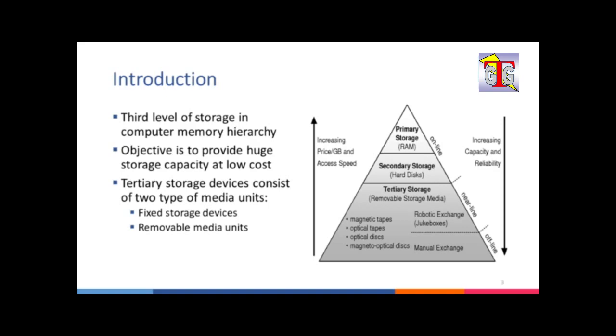Robotic exchange jukeboxes are nearline storage that is not immediately available but can be made online quickly without human intervention. Contrary to this are the manual exchange systems, which also are not immediately available and require some human intervention to become online. Further, tertiary storage devices are composed of fixed storage drives and removable media units.